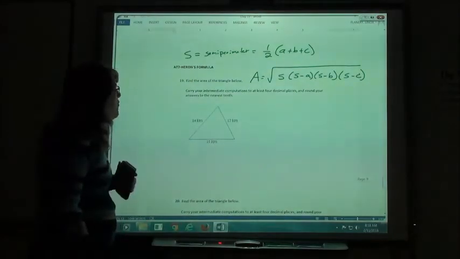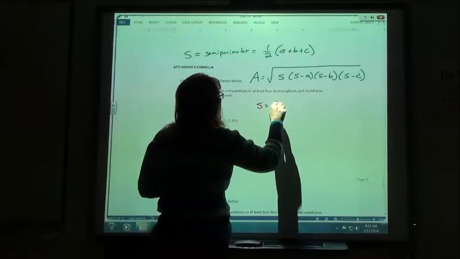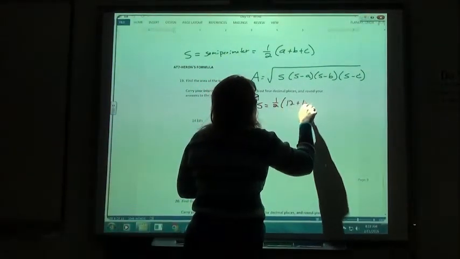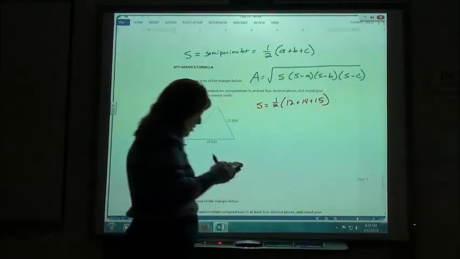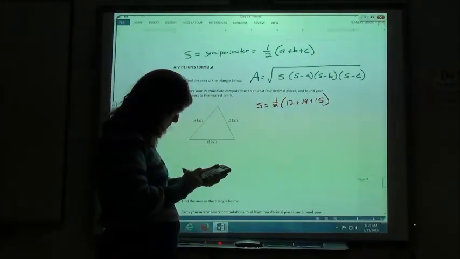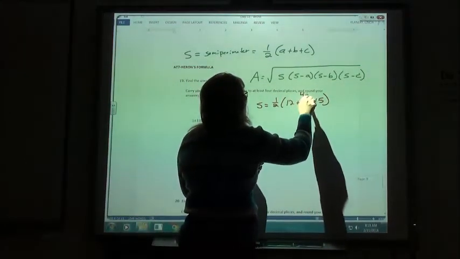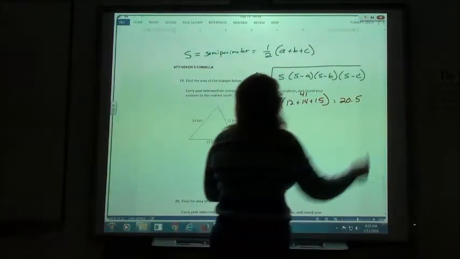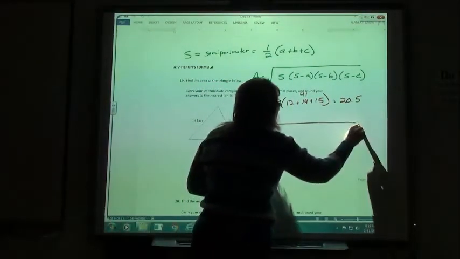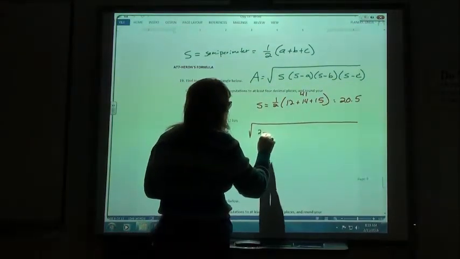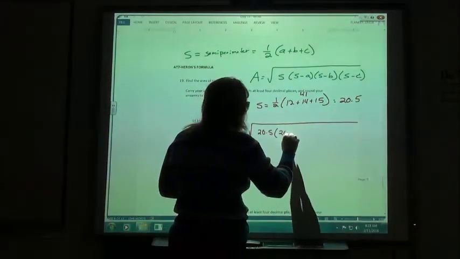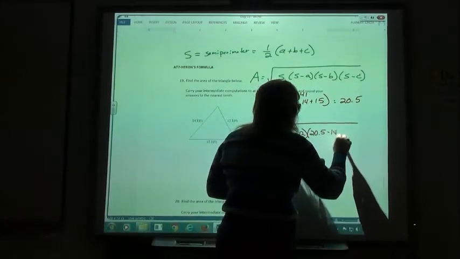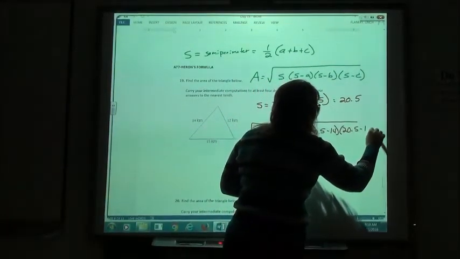So, using those two formulas, first of all, to find my semi-perimeter, I'm going to do half of 12 plus 14 plus 15. So, 12 plus 14 plus 15 is 41. Divide that by 2, I get 20.5. Putting that into the formula for area, I would do the square root of 20.5 times 20.5 minus 12 times 20.5 minus 14 times 20.5 minus 15.